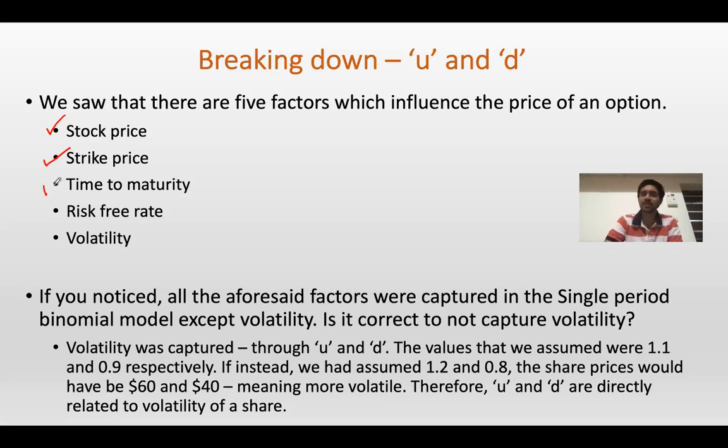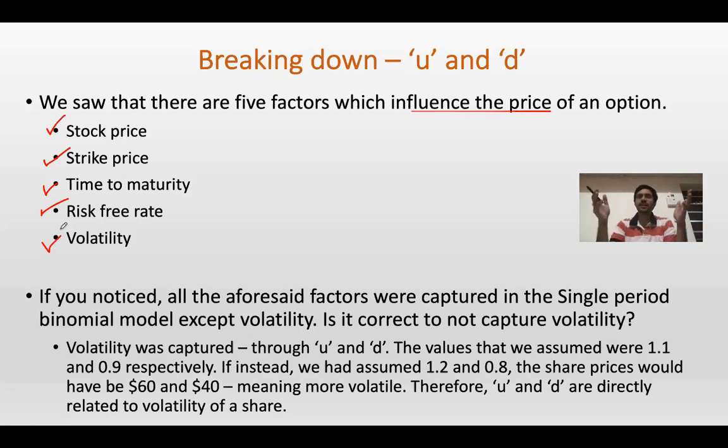The third one was the time to maturity, which in our case was 6 months. So even the time to maturity was factored in when we were calculating the value of the option. The fourth one was the risk-free rate, which was 5% per annum, which we considered as 2.5% for 6 months. And this was also taken into account when we were discounting, right? So this was also considered when we calculated the price of an option. The last one is volatility.